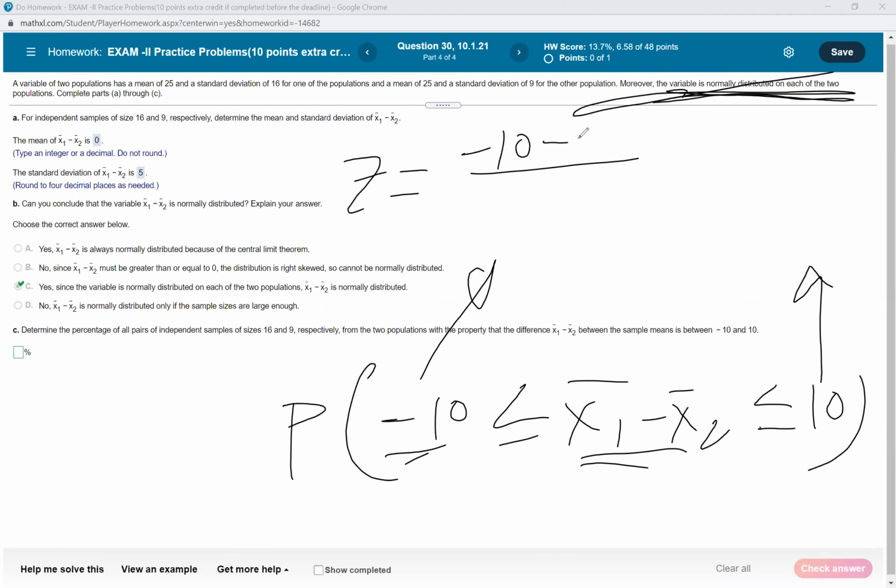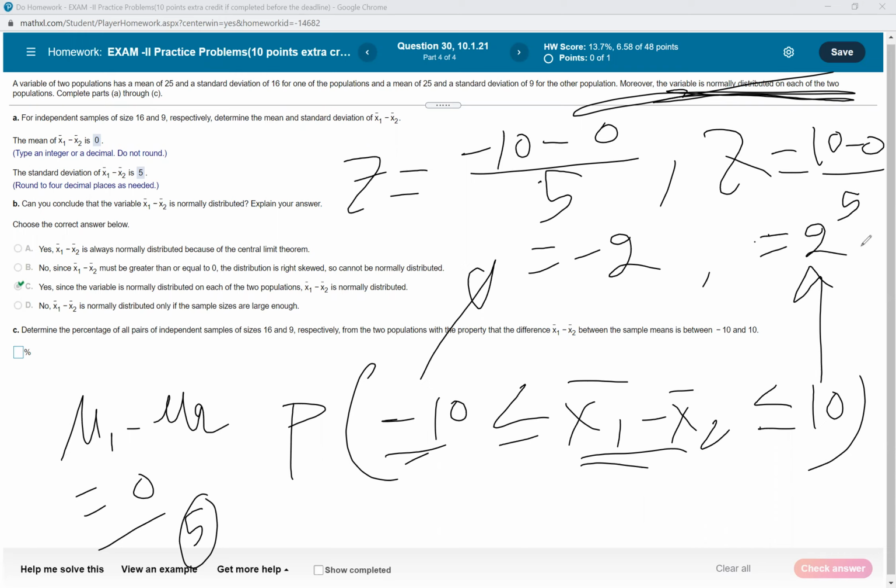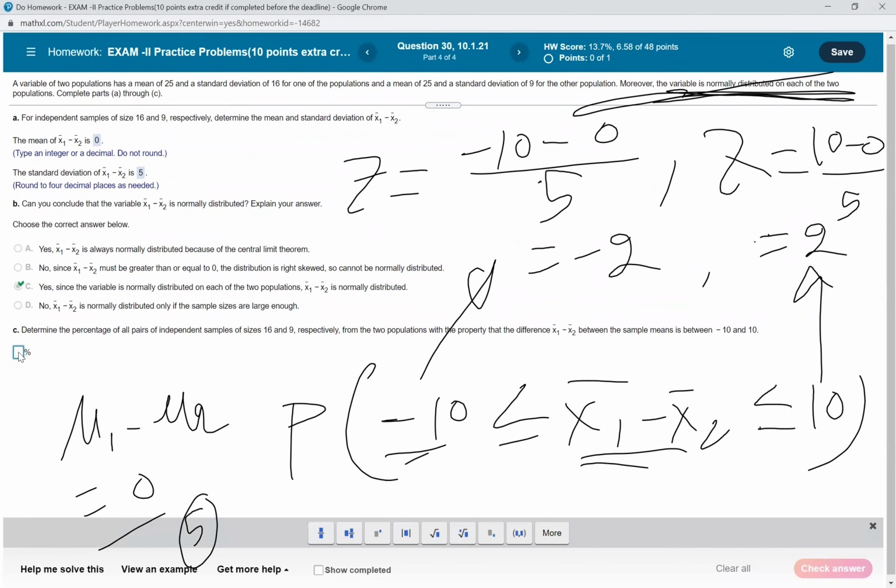So negative 10 minus the mean. What is the mean for this one? The mean for x1 bar minus x2 bar was 0, mu1 minus mu2. And the standard deviation we found was 5. So the z-score for negative 10 will be negative 10 minus 0 over 5, which is negative 2, and the other is 2. So now you need to look at negative 2 and 2 and find the in-between probability. I think it will be approximately 95% because it is within 2 standard deviations.